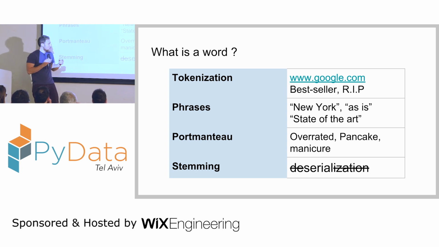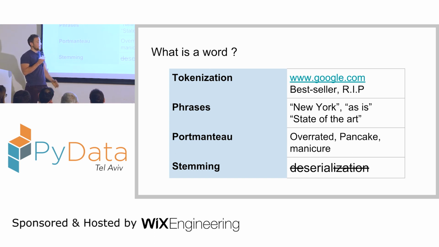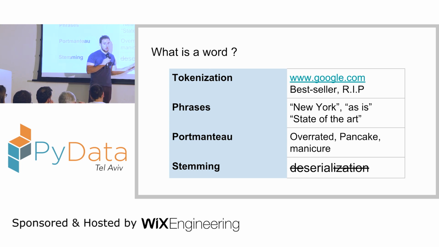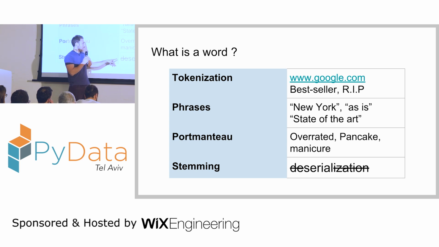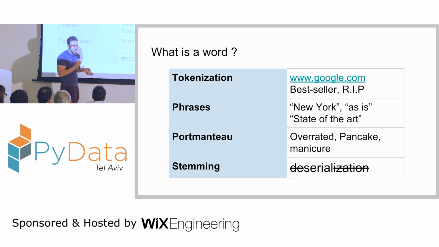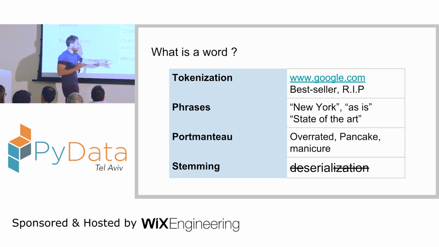Another thing that's being done a lot of times to reduce the size of the vocabulary is stemming. Stemming is essentially removing the prefixes and suffixes from a word. So if I have a word like deserialization, I remove the de and the ization, and I get serial as a root word. It is not the same concept as a root in Semitic languages like Hebrew, but it is still called a root word.